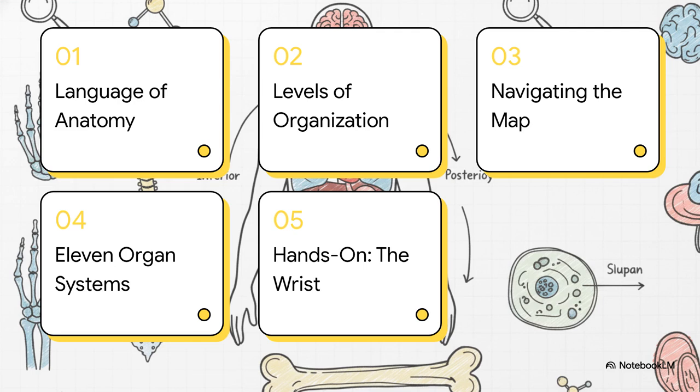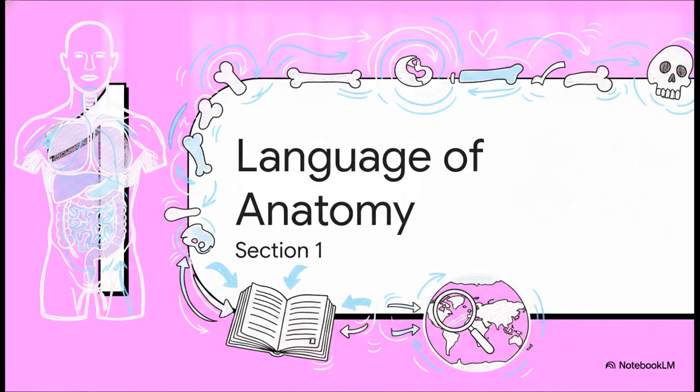First, the language of anatomy. Second, levels of organization. Third, navigating the human map. Fourth, the 11 organ systems. And finally, number 5, a hands-on look at the wrist. All right, let's kick things off with section 1, the language of anatomy.